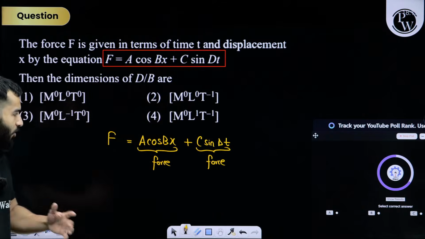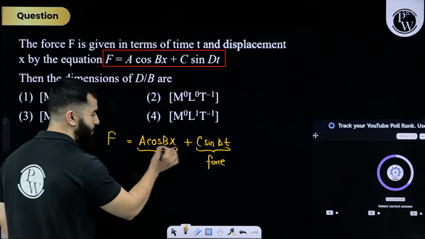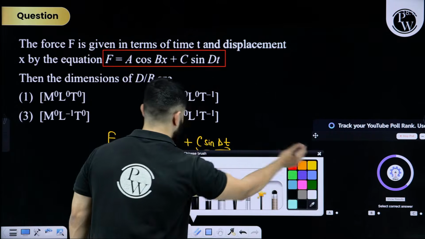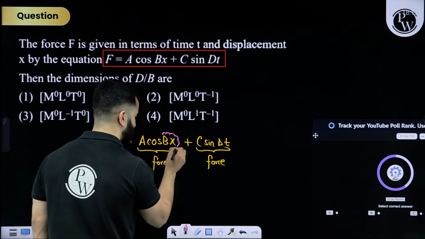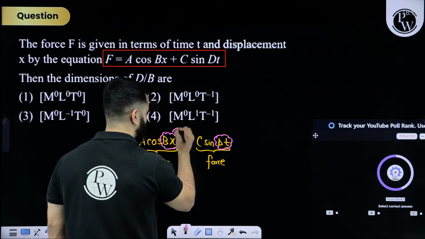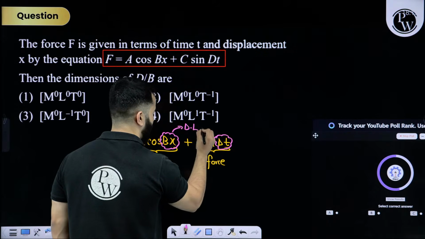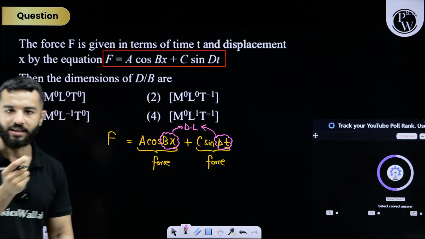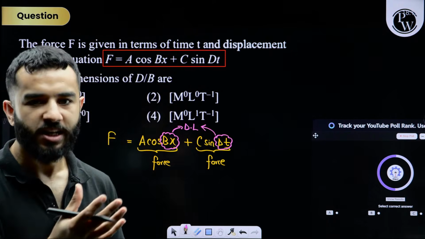right? And now the main point is this Bx must be dimensionless. This Bx and this Dt must be dimensionless. Why? Because these are nothing but angles. I mean, what are you going to put inside sine or cos? Angles, right?